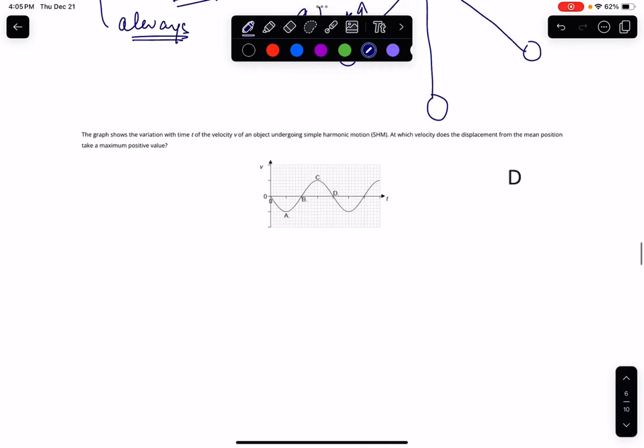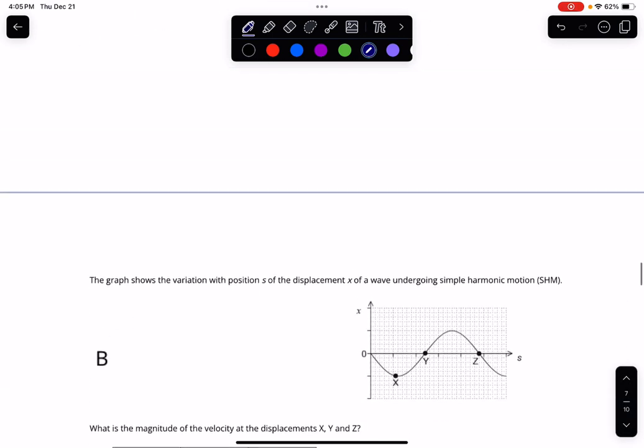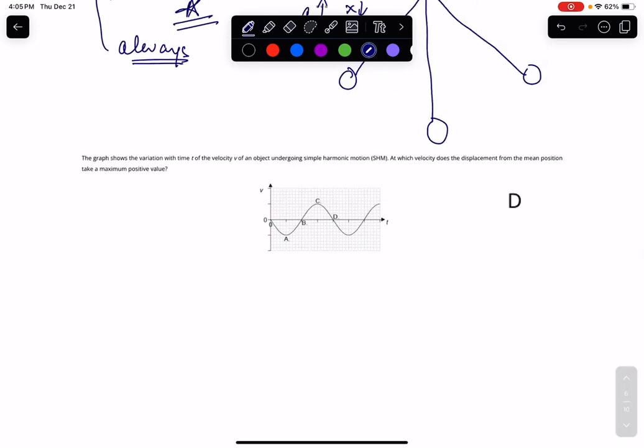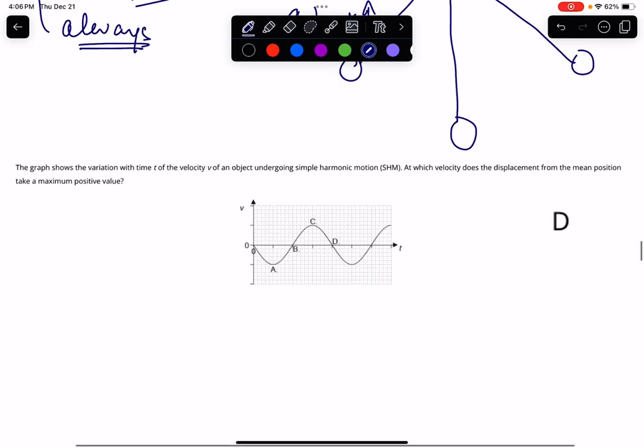All right. Now let's move forward, right? And let's look at question 8. All right. So in this case, the graph shows the variation with time t of the velocity v of an object undergoing simple harmonic motion. At which velocity does the displacement from mean position take a maximum positive value?